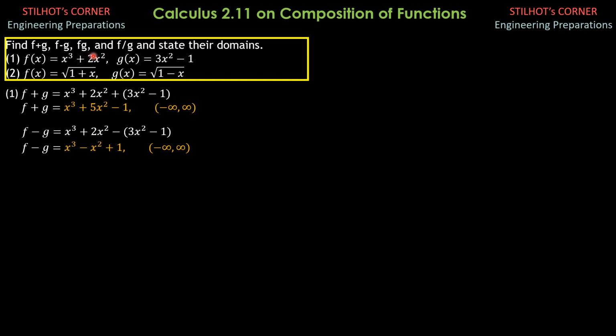Then f times g, so we have quantity x cubed plus 2x squared times quantity 3x squared minus 1. So it is 3x to the 5th plus 6x to the 4th minus x cubed, then minus 2x squared. And the domain is the same, negative infinity to positive infinity, because it is a polynomial function, and polynomial functions are continuous functions.